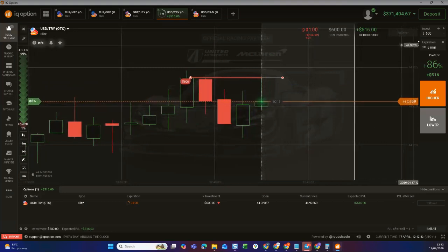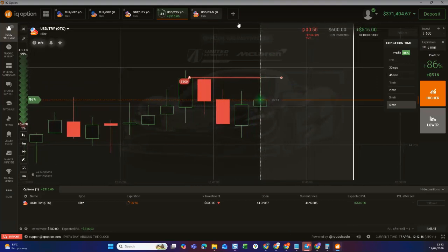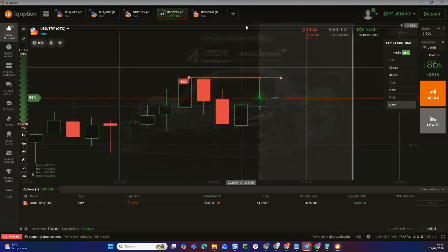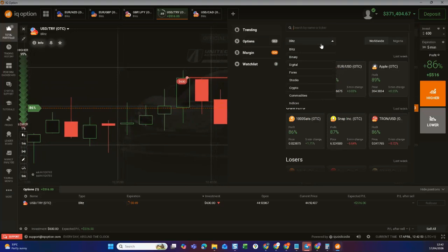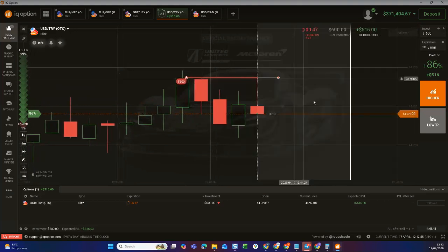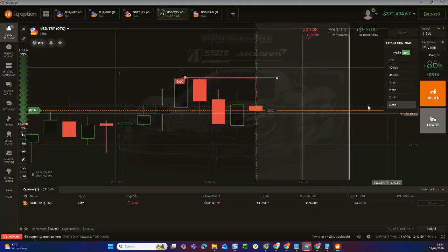But the moment you select the other parts like binary, digital, forex, stocks, and the others, the expiration would look very different and maybe confusing.